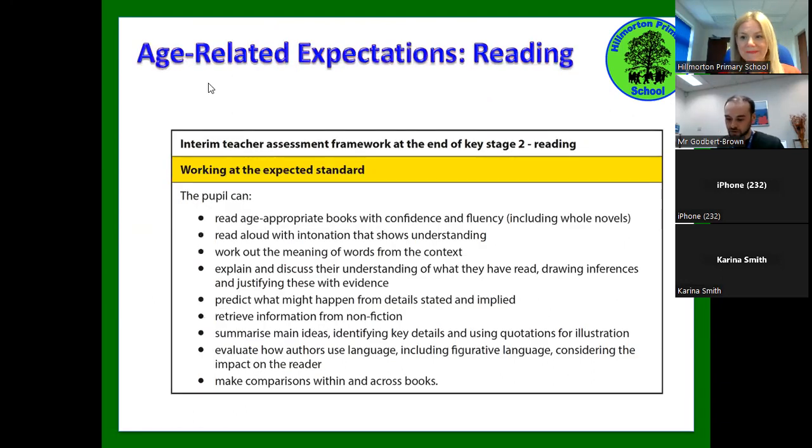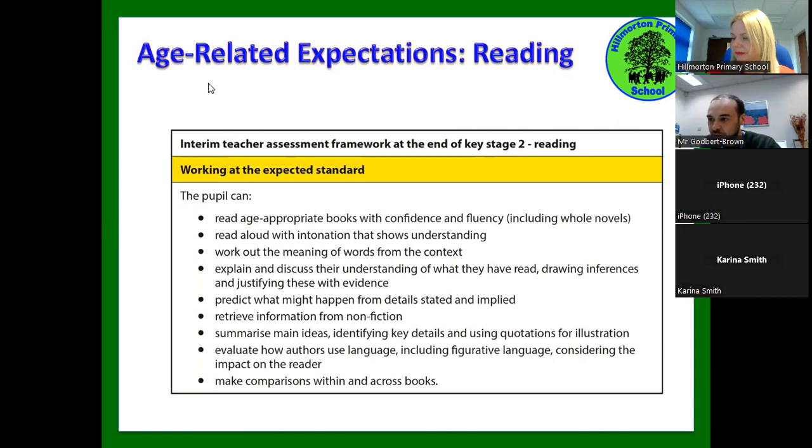Right, so I'm going to be talking to you about what those age-related expectations are for each of the different subjects, starting with reading. What you can see on the screen right now is that children working at the expected standard at those age-related expectations should be able to do all of these things in the bullet points below. I'll go through a few of them, but I won't read them all out to you.